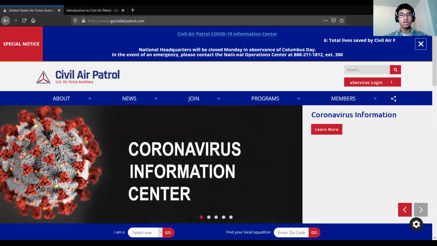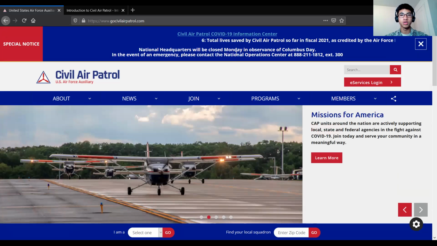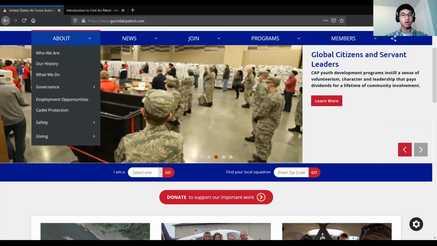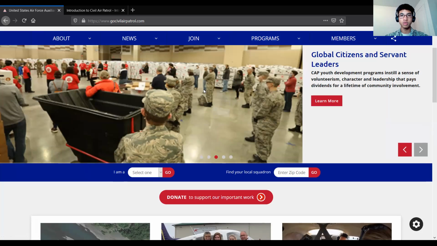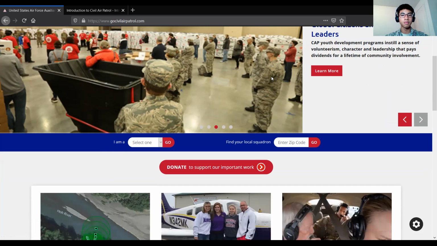At the top, you can see the COVID-19 Information Center, which just has information about how Civil Air Patrol is involved with the current situation regarding the coronavirus. There are some tabs that guide you to sub-tabs, which may be important to whatever you're looking for. So whether it be member resources or programs, there are some articles regarding how Civil Air Patrol is involved in the real world. But the one thing that I do want to emphasize is this squadron locator.